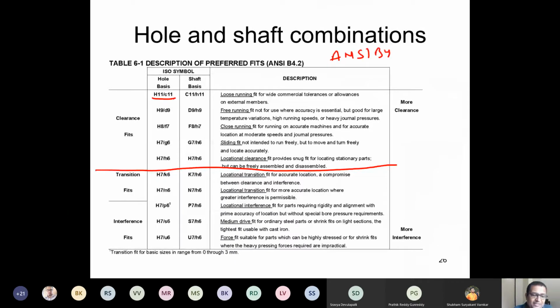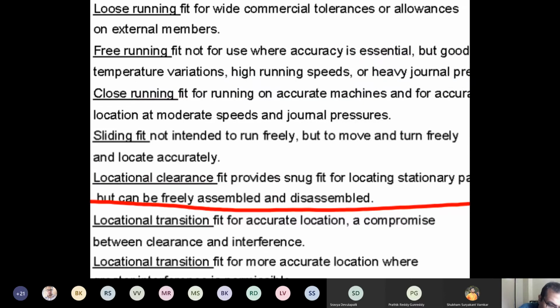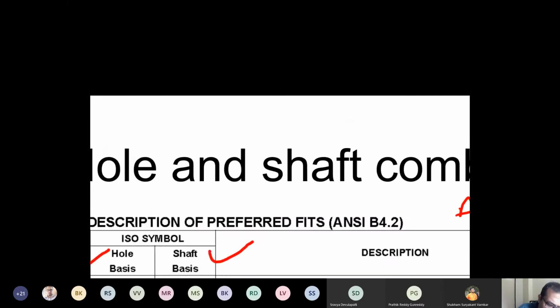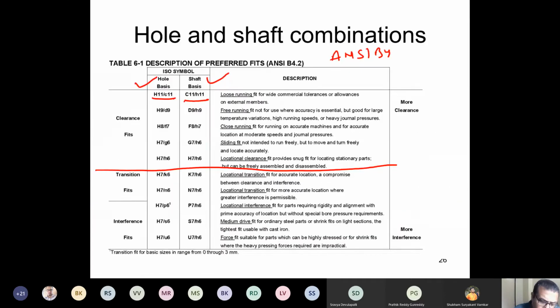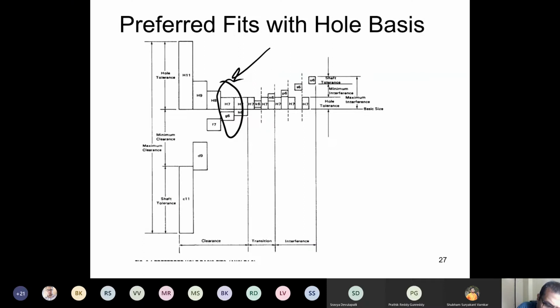So H11, C11 and C11, H11, if you see, this is the hole basis, this is the shaft basis. Shaft basis means the shaft is the standard and the hole is varied. So basically, this combination is for loose running. And H9, D9, D9, H9 are for free running. So these are clearance fits for free running.